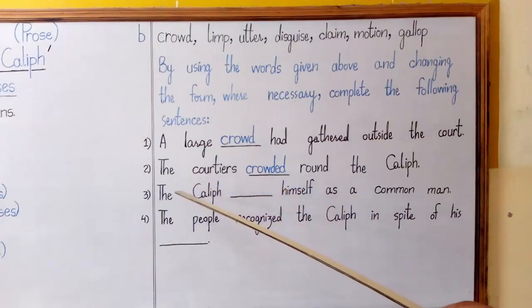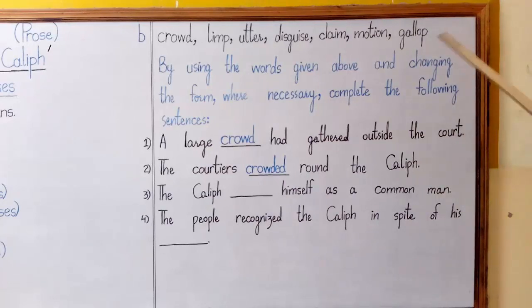Let's go through example number 3 and 4. The caliph blank himself as a common man. Which word do you think can come here? Yes, try this. If you have gone through the meaning of all these keywords, you can easily identify the word to be put here into this blank.